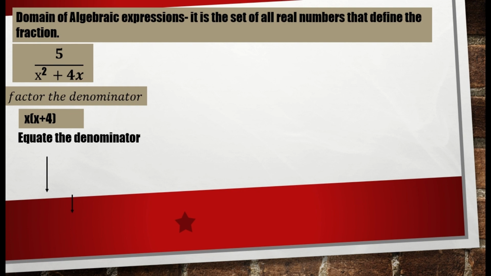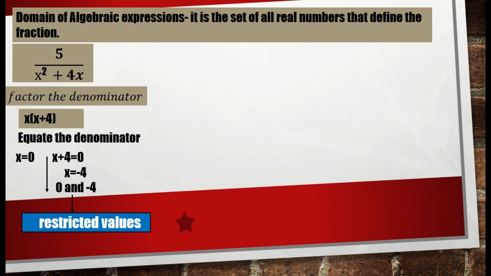Equate the denominator, so we have x equals 0. And then yung sa loob ng parenthesis natin, x plus 4 equals 0. Transpose natin yung positive 4, nagiging negative 4. So, our restricted values are 0 and negative 4. Okay? So, we will check if our answer is magiging undefined.